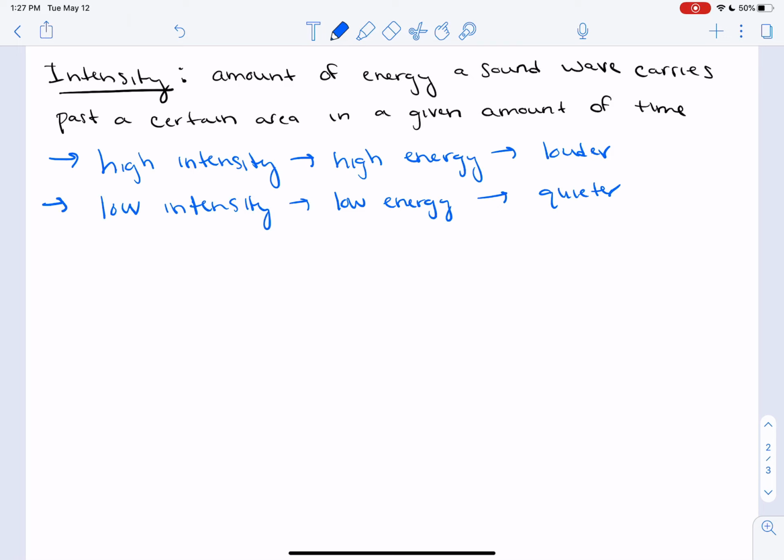Okay? The unit we measure intensity in is called the decibel. Intensity is measured in decibels, which we abbreviate dB. And so the idea here is there's something that creates a sound, and that sound wave travels outwards. As it travels away from the source, it becomes more spread out and less intense.